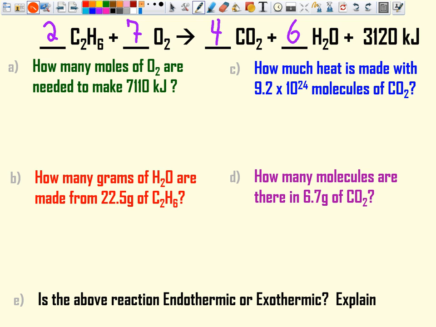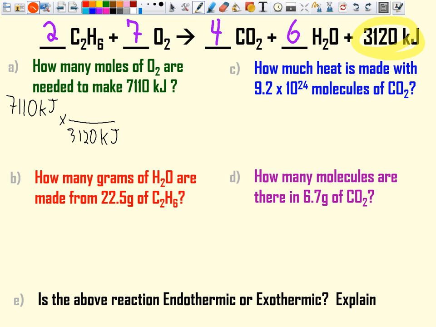In this case, we start with 7,110 kilojoules. You immediately want to times line and bring kilojoules to the bottom. The only place we have kilojoules is in the equation. You can see we have kilojoules right over there, and so that is what we are going to use, the 3,120 kilojoules. Since we grabbed one number from the equation, we must grab the other.